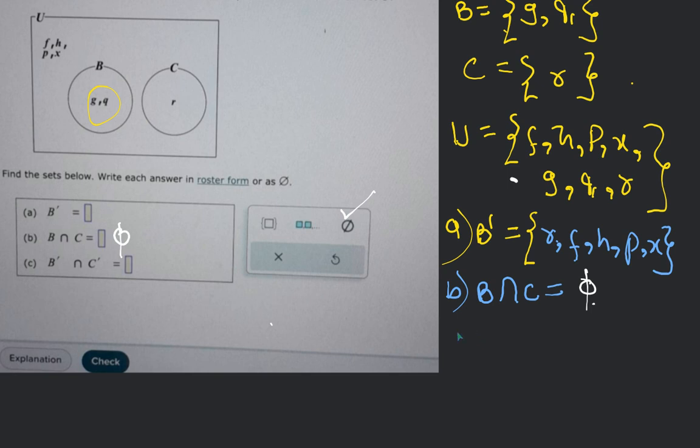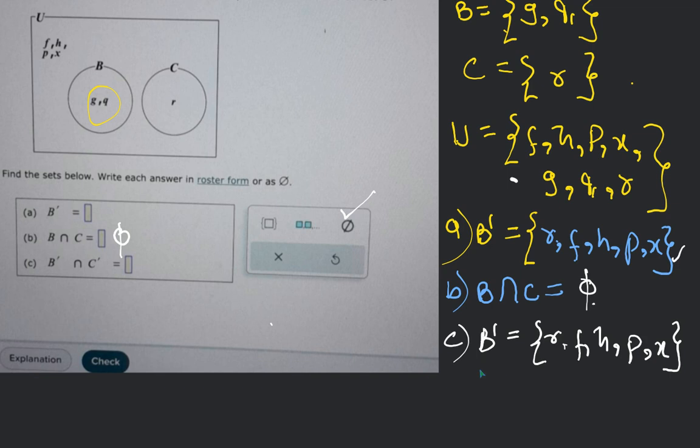Shall we solve the third part as well, the C part? Let's try to do it together. What are the elements not in B? The elements which are not there in B, we have already written over here, right? Yes. So let's write it again: R, F, H. I'm sorry for the writing, I'm not good at it. Hopefully you can read it.